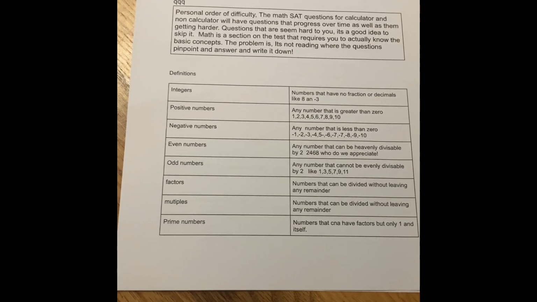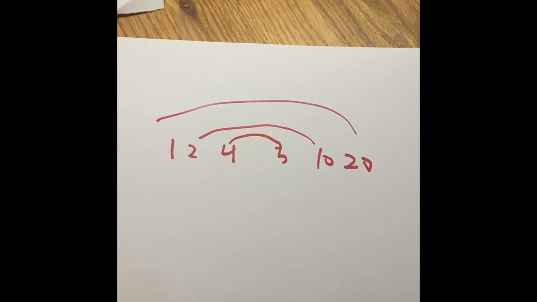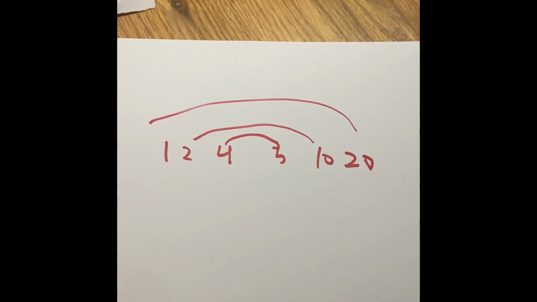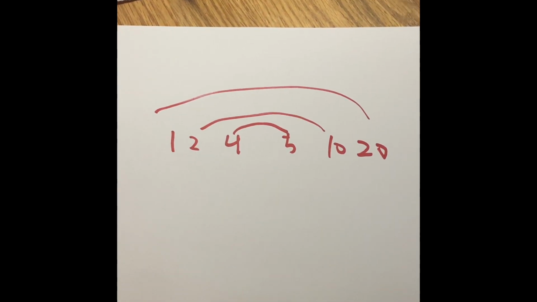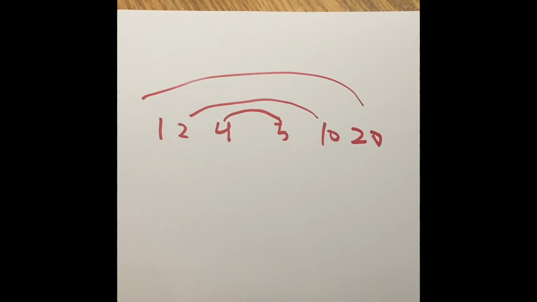Multiples: numbers that are divided without leaving any kind of remainder. So basically like factors, but we are going to say that 20 is a multiple of 4 and 5. 20 is a multiple of 2 and 10 as well, and 1 and 20.